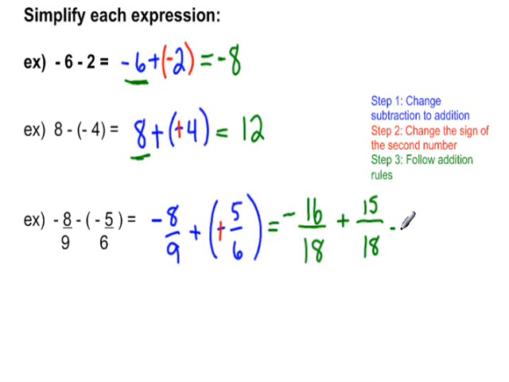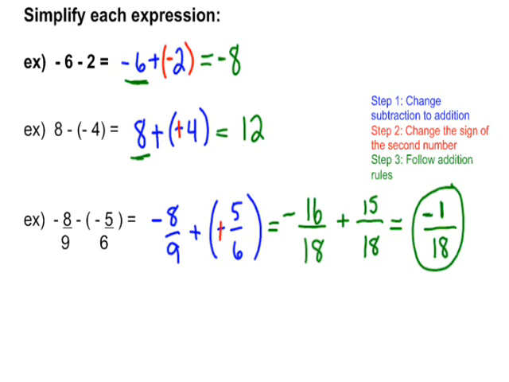Now we can add them, but remember, if we have a negative and a positive, we're actually subtracting. So for my numerators, I'm going to say 16 minus 15, that is 1. On the bottom, I have 18. And I'm making this a negative because out of these two numerators here, 16 is the biggest. So we take that negative, put it with our new numerator, and we have our answer.